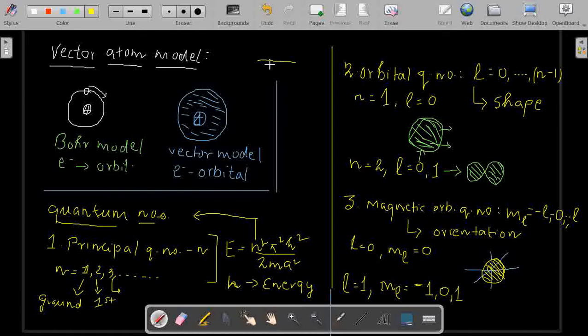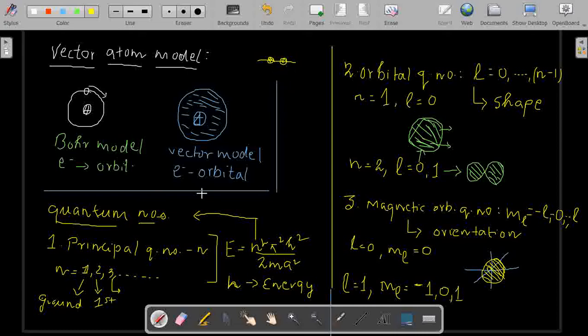and only if these electrons have different properties. That means the quantum numbers associated with, say, these two electrons should be different. Now what are these quantum numbers that we should know?